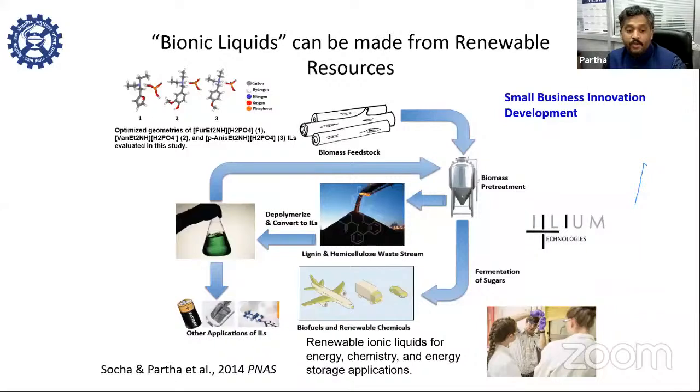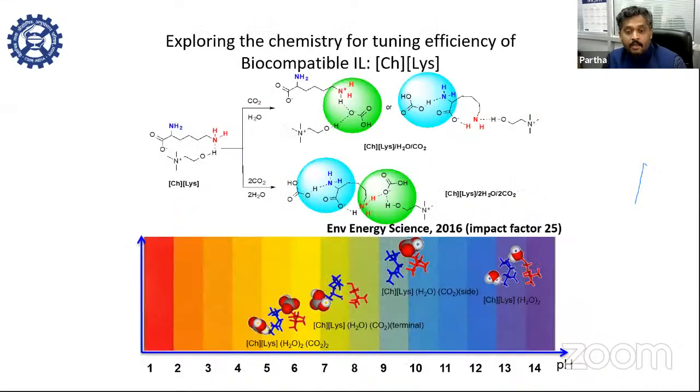And not only for biomass treatment, this ionic liquid we can generate from lignin is also used for many other applications. So I'll skip this. Another very interesting chemistry we played with here was reducing the pH of this choline lysate used at higher pH. If you reduce it to neutral pH, we can use it in a single reactor.